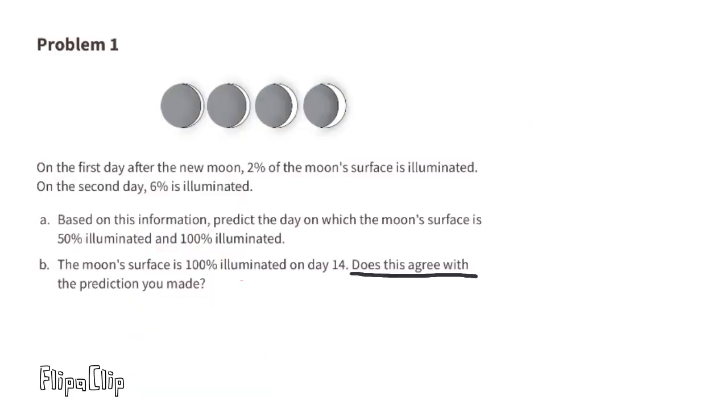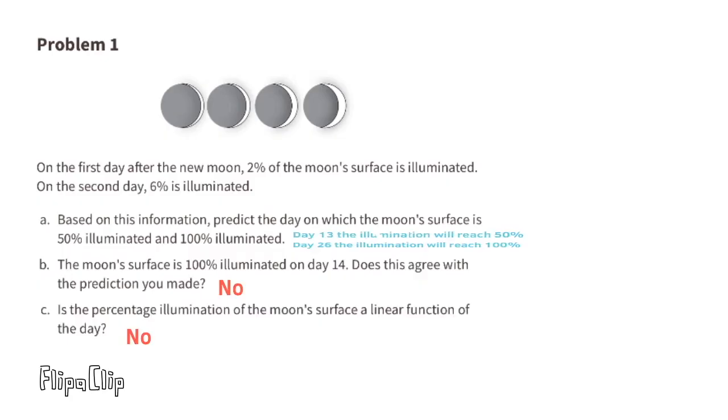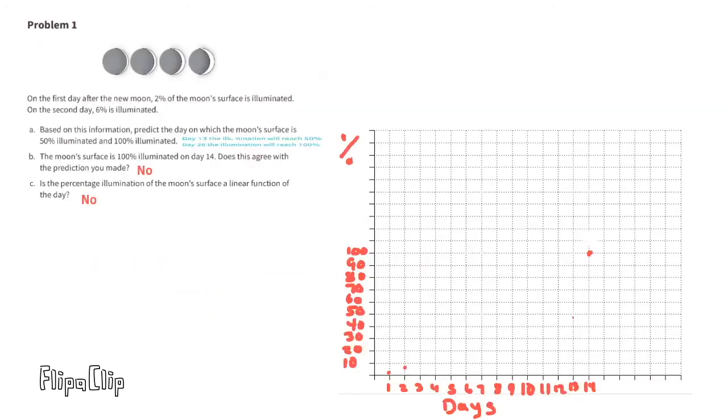B. The moon's surface is 100% illuminated on day 14. Does this agree with the prediction you made? No, it doesn't agree. The prediction I made, it was 100% illuminated around day 26. C. Is the percentage illumination of the moon's surface a linear function of the day? I put the points on a graph representing 1 day with 2% illumination, 2 days with 6% illumination, and 14 days with 100% illumination. And that would not form a straight line, which means it's not a linear function.